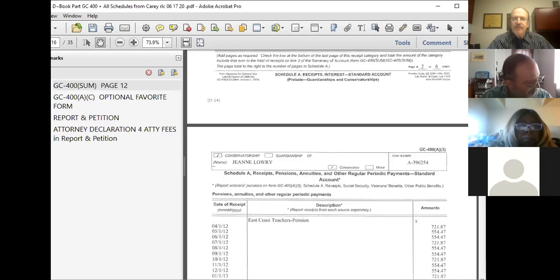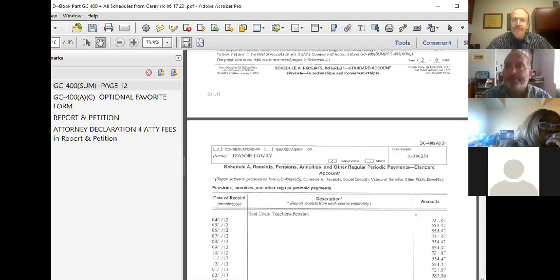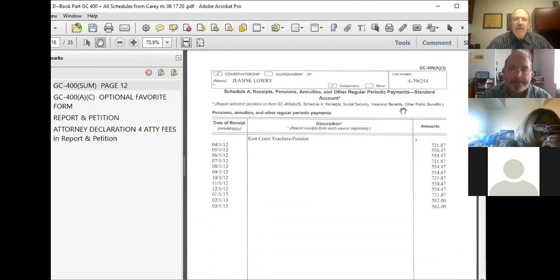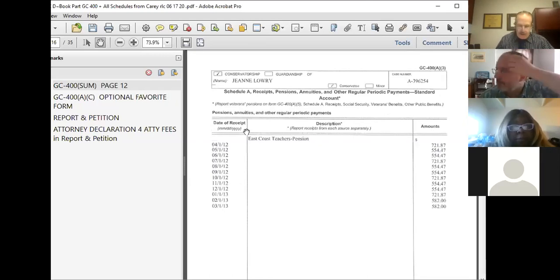The next area, we have pension income. So on the pension income, it's for pensions, annuities, and this particular one is for non-government benefits. So you list the amount that was received. Frequently it's from a bank account.